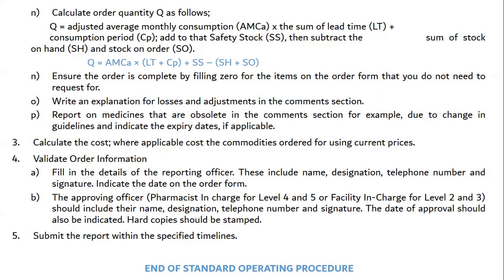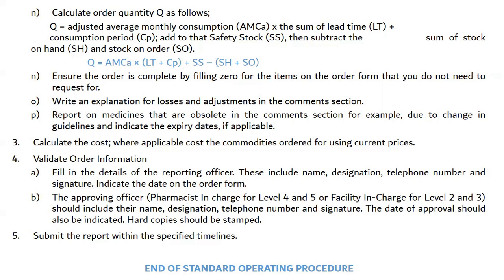Then validate the information. Once you've prepared the order, you need to validate it. So go through the details, everything you've added. You have to sign as the reporting or requesting officer, including your name, designation, phone number, and signature. You'll see all this requested in each document right at the bottom. So you'll have to provide your details. The approving officer, in this case the pharmacist in charge or the facility in charge for level 2, should also do the same. That is, include their name, designation, telephone number, and signature.